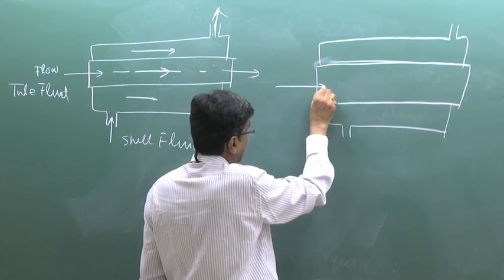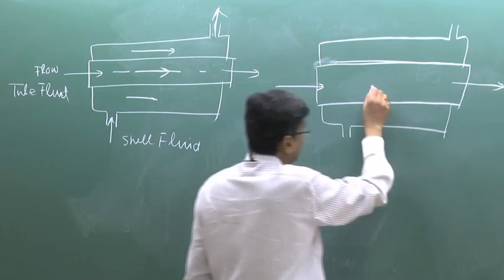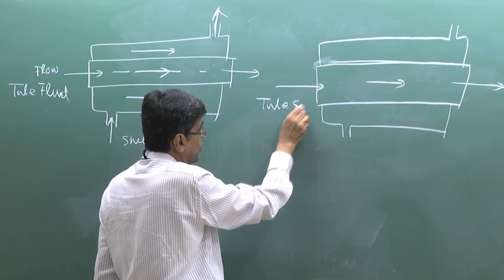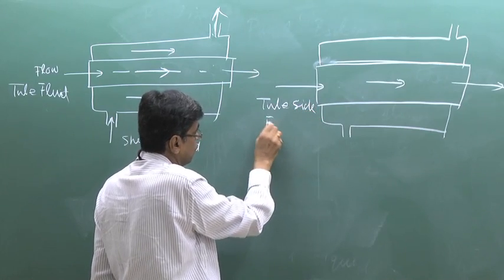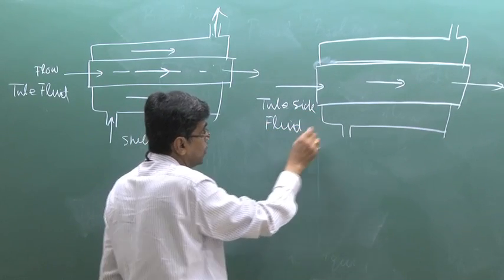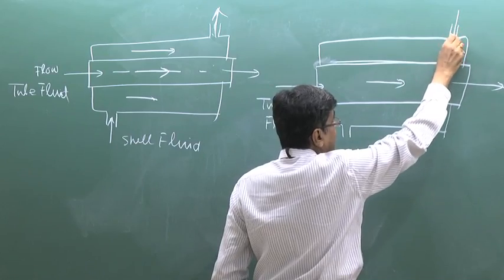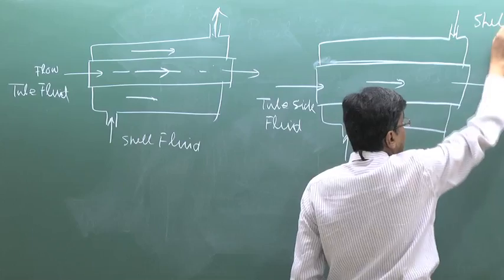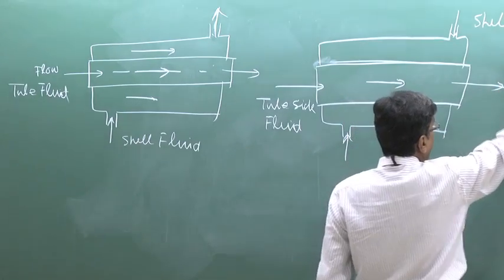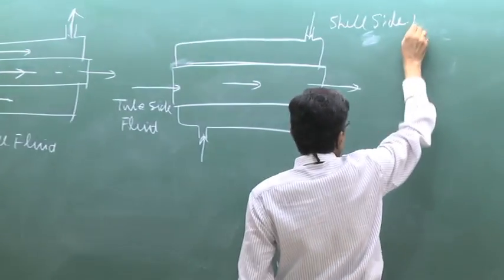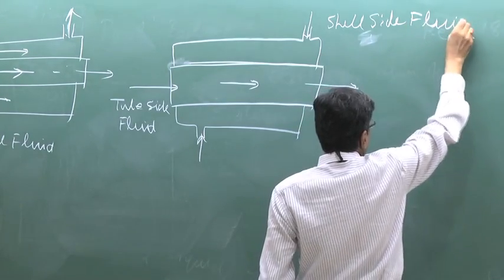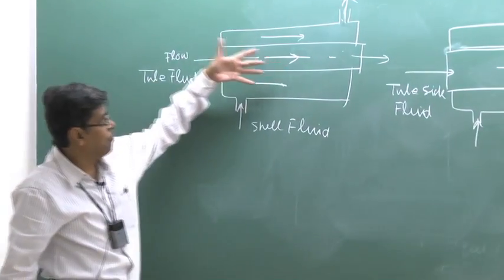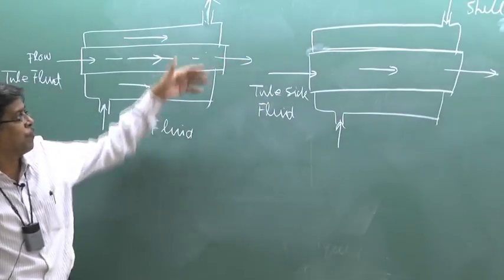This is the tube side fluid flow. Tube side fluid. And this is the shell side fluid. Shell side fluid. Now, this is a parallel flow, as I told, that flows in the same direction. This is a counter flow.